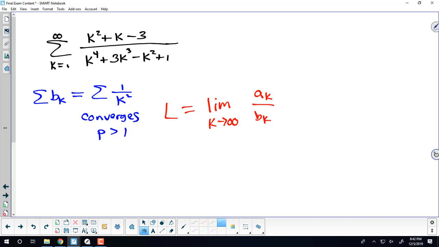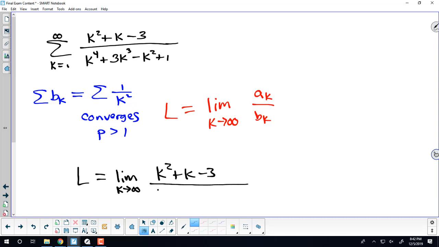It's a convergent p series with p larger than 1, so we know the chosen series converges. Now we compute the limit at infinity of all of this stuff divided by our chosen series, or times the reciprocal of our chosen series.